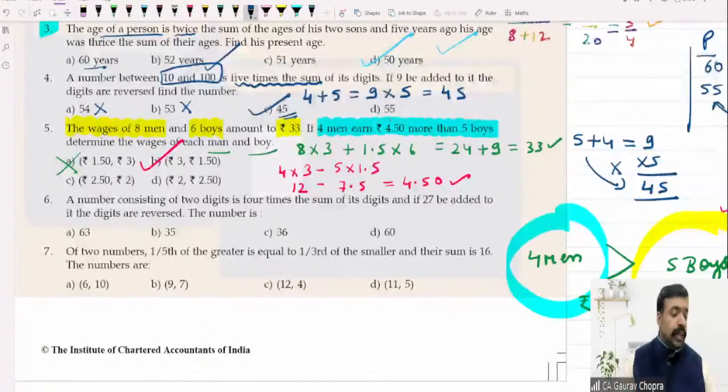Om Nandineshwar says, why not 54 is correct? Because when we are adding 5 plus 4, it is 9, and 9 multiplied by 5 is 45. So it is not getting matched. That is why option number A, 54, is incorrect.